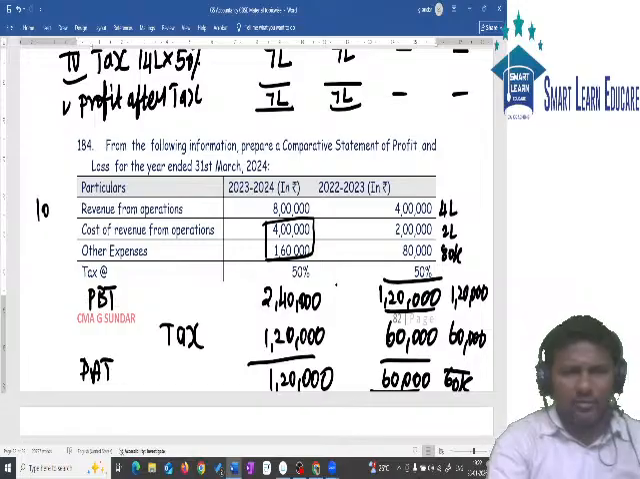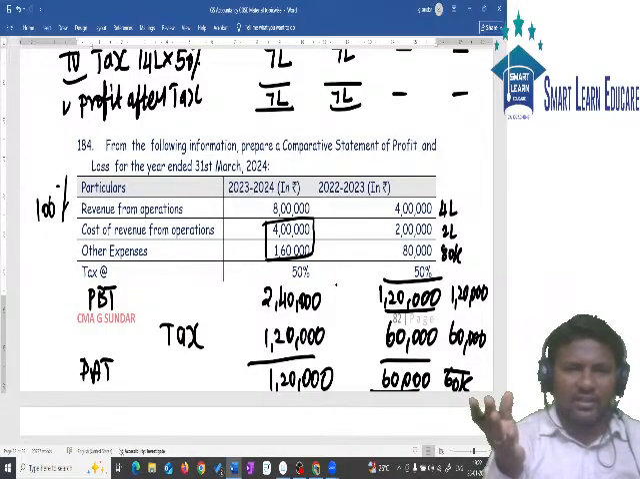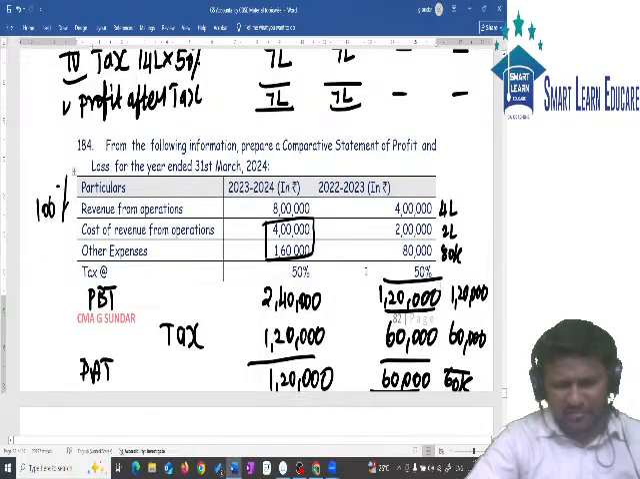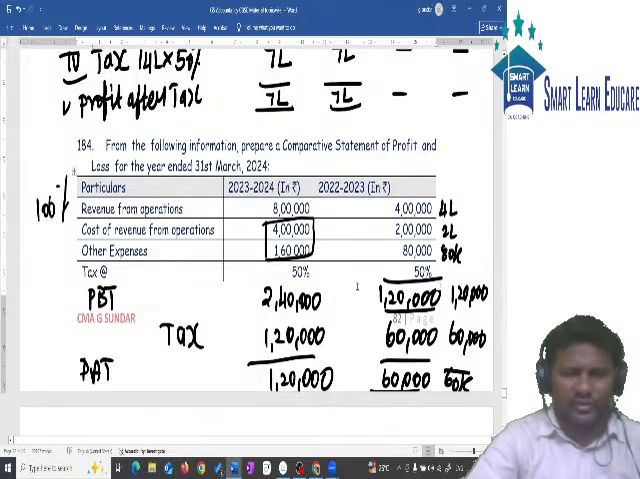Everywhere the percentage change will be 100 percentage, because they simply doubled the numbers. No value addition in solving this question.